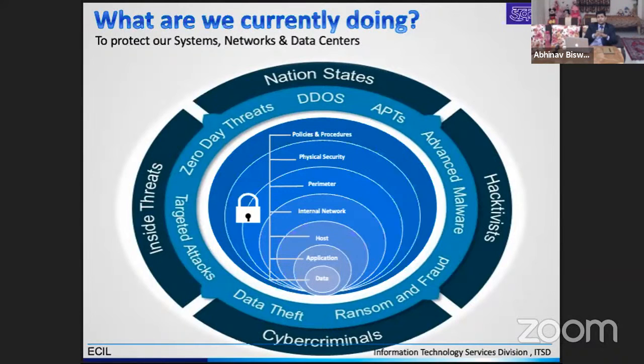Physical security: the data center should be locked. It should not be allowed for any normal person to visit. Even if an AMC guy comes to repair one server or one PC, he has to be attended by somebody who is authorized to do all this work. And finally, policies and procedures.